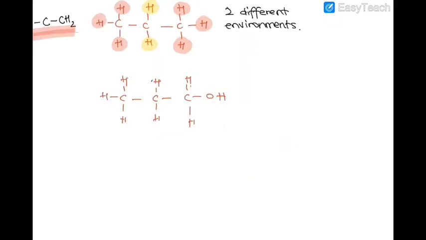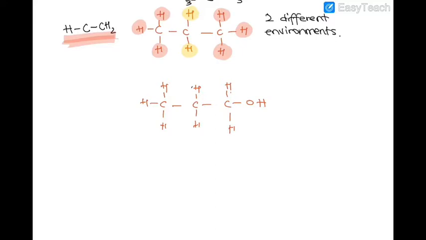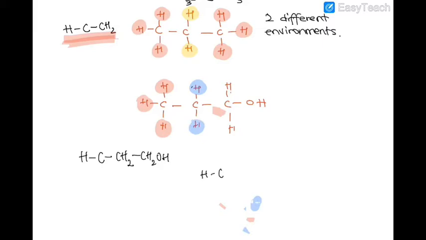If I look at the third molecule here, I have 1, 2, 3 hydrogens. So these 3 hydrogens, they are bonded to a carbon which is bonded to a CH2, which is again bonded to a CH2OH. And then I have another hydrogen environment. So this one is bonded to a carbon which is bonded to a CH3 and which is bonded to a CH2OH. So these 2 are different.